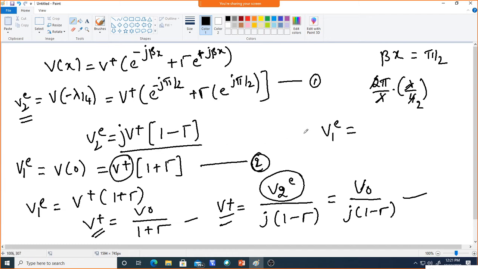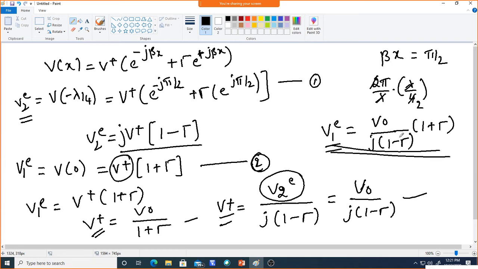That V plus is nothing but V0 into J into 1 minus gamma. The remaining part is into 1 plus gamma. So this is your V1E and this is your V plus. You will get V1E in terms of the reflection coefficient, that is V0 into 1 plus gamma, divided by J into 1 minus gamma.